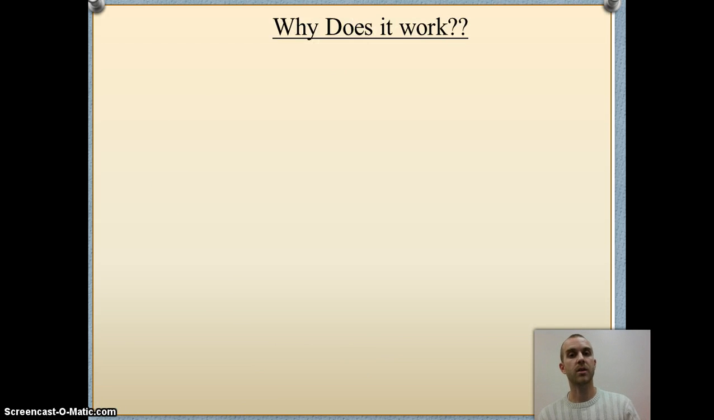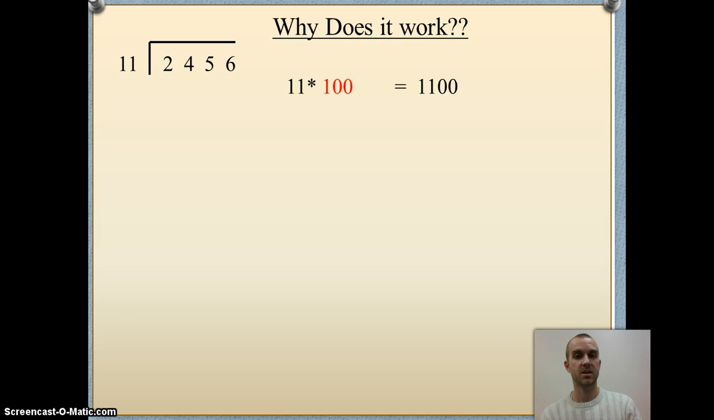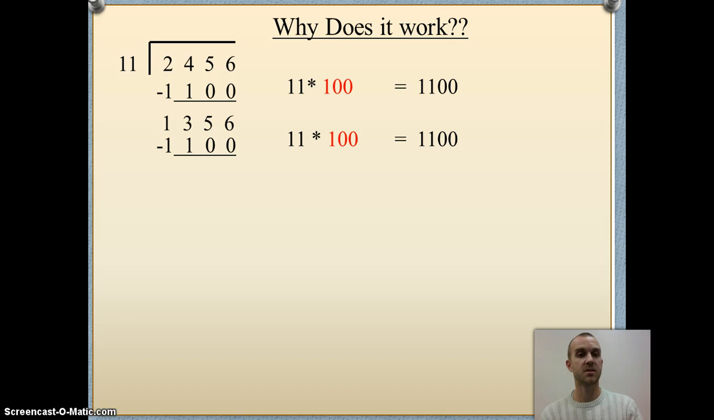Now why does this work? Think about what I was just saying. First thing I would say is, can I do 100 times 11? Yes, it gives me 1,100, so I subtract that out. Can I do 100 times 11 again? Yes. Subtract another 1,100 out, gives me 256. I can't do 100 times 11 again because it's too big.